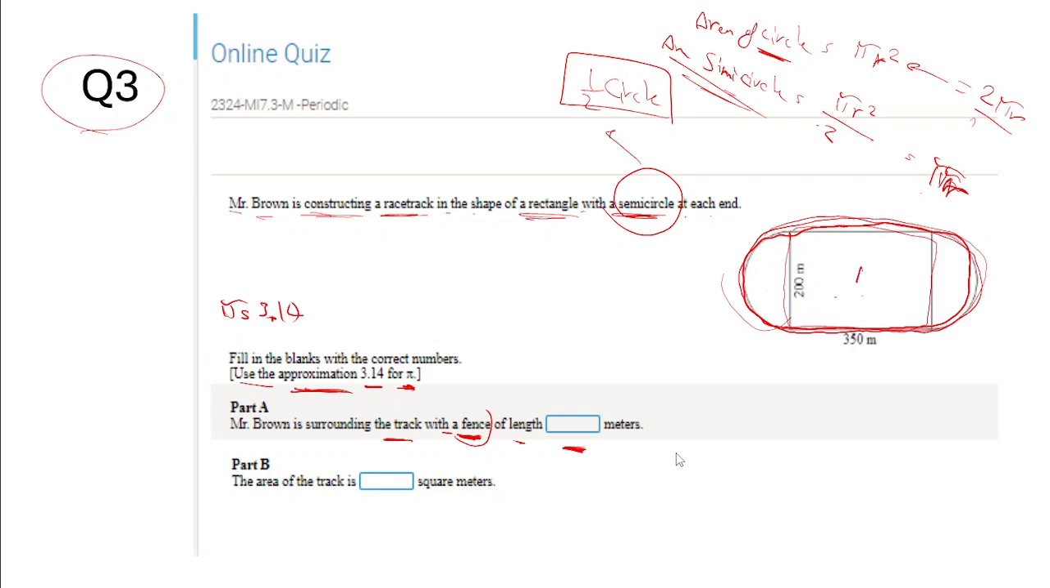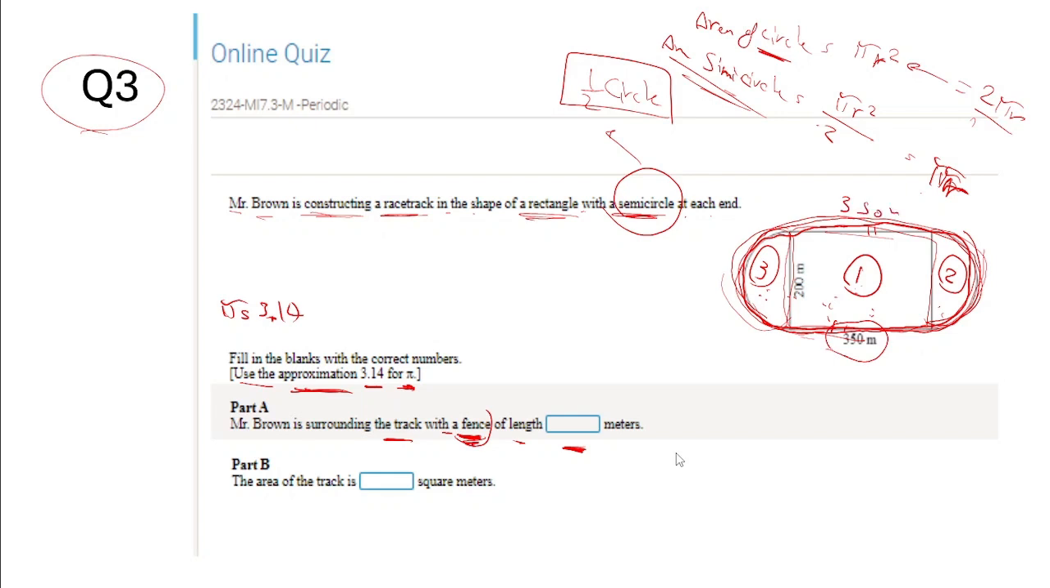So this shape consists of a rectangle, this is number 1, semicircle number 2, and another semicircle number 3. So I have 3 shapes for this racetrack: rectangle, semicircle, and semicircle. Okay? Now, we need the circumference of semicircle number 3 and semicircle number 2, and we will add these two sides to get the length of the fence. He didn't ask for the perimeter of the rectangle. No, he asked about the fence here. So this fence consists of the circumference of this semicircle, then the circumference of this semicircle, and this side and this side. This side is 350 meters, and this side will also be 350 meters.